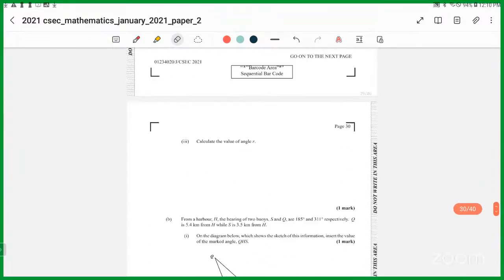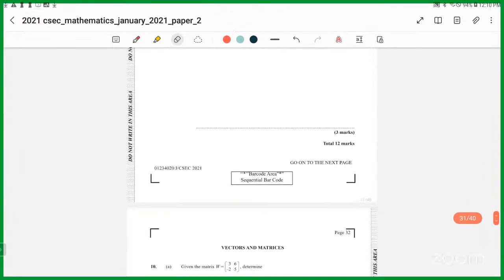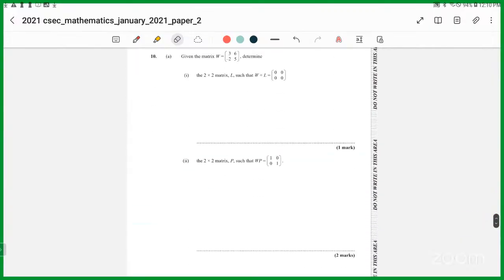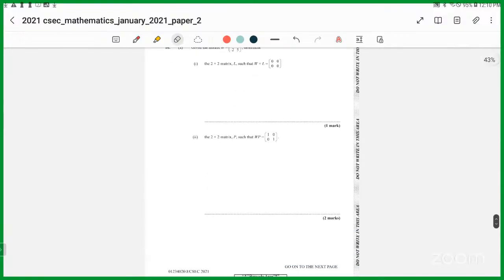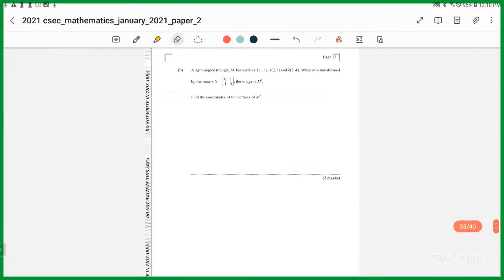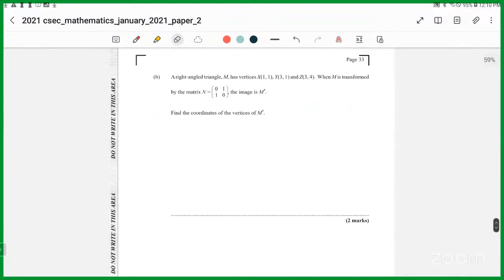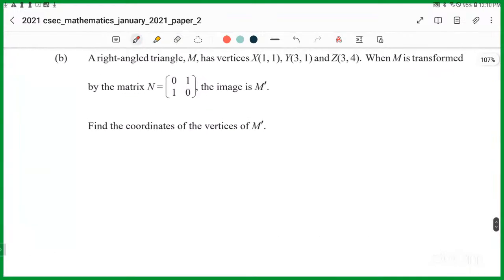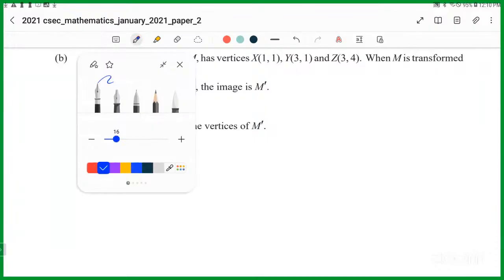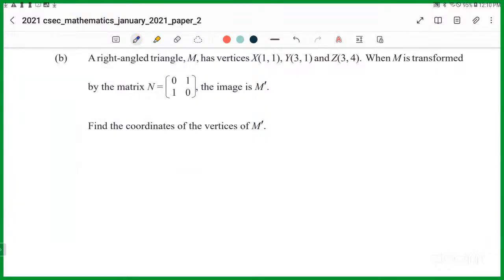Let me see. No, this is not enlargement, it's just 3 matrices. That's not enlargement. This one is enlargement. It's the same matrix again the following year now, guys. Same matrix. The paper that we just did, which was 2022, they give out the same matrix. That's the y equals x reflection again. Coordinates are switched around. That's a reflection in the line y equals x.